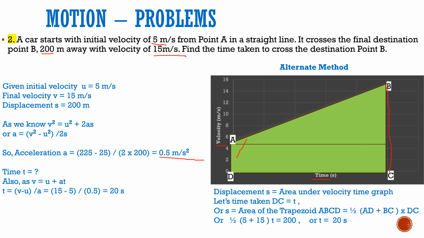So in this case, no use of multiple formulas, and straight away we draw as fast as we can draw the diagram, and we can quickly correlate the overall area of the trapezoid with the total displacement, and then we get the time by replacing the values.